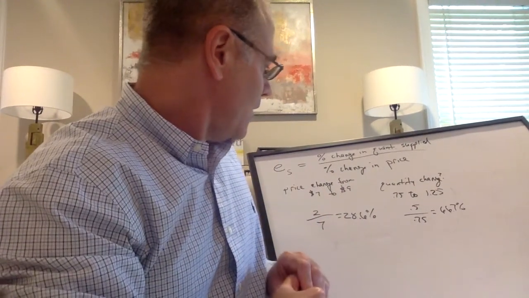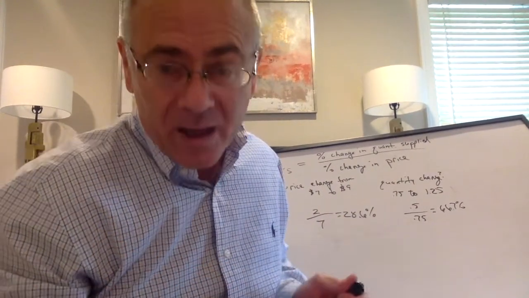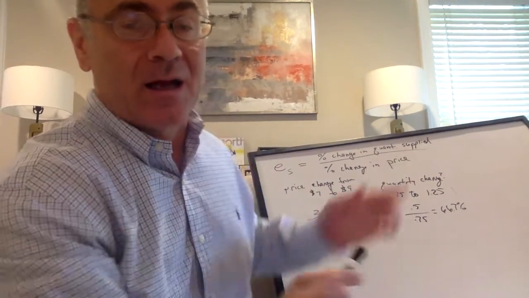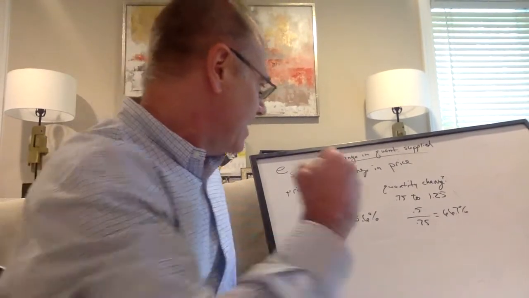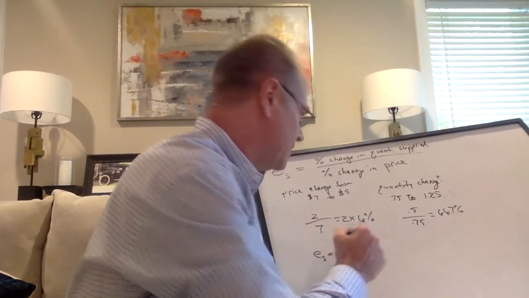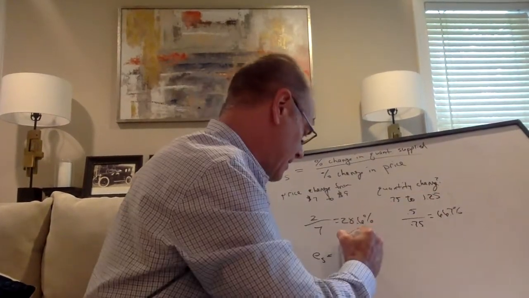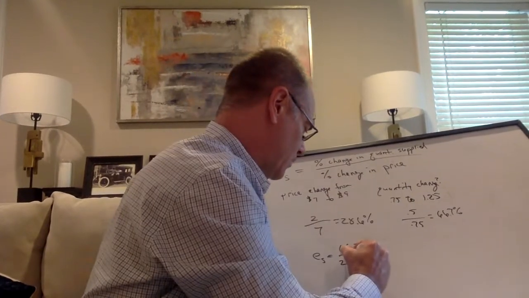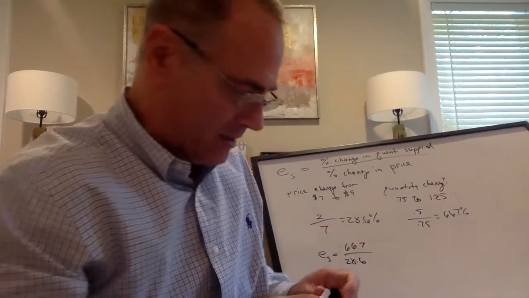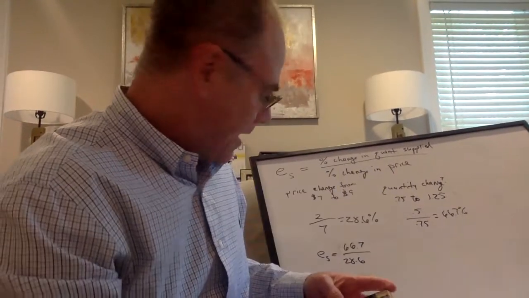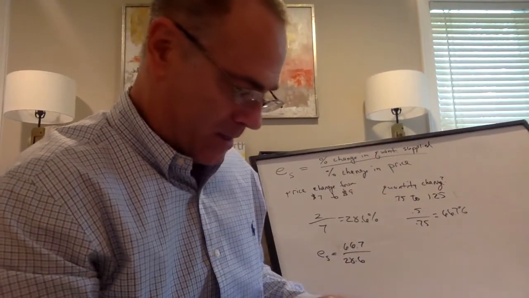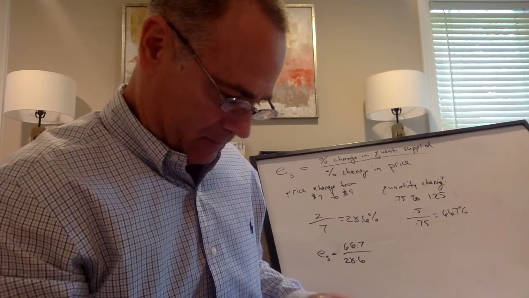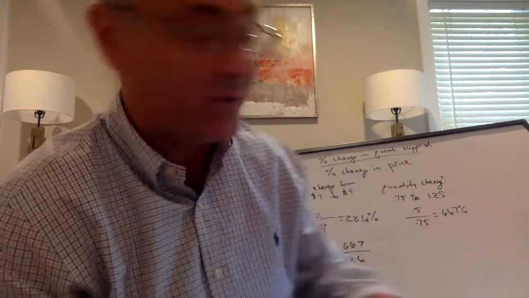When we compute elasticity, E sub S should just equal percent change in quantity supplied, 66.7%, divided by percent change in price, 28.6%, and I get 2.332.